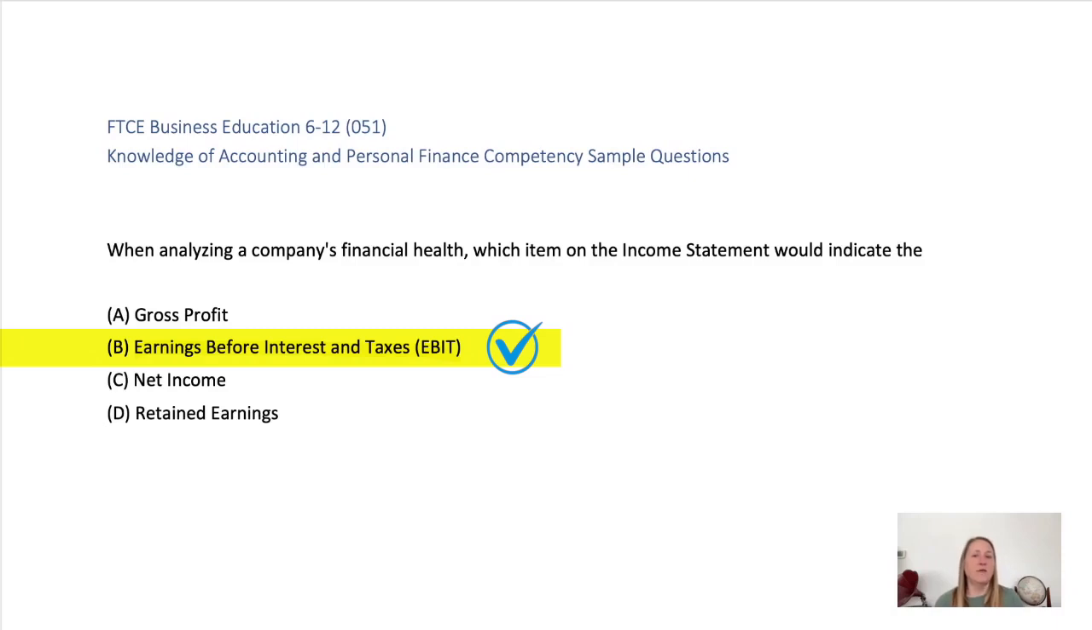EBIT is an indicator of a company's profitability and is calculated on the income statement before interest and taxes are deducted. It provides insight into the operational effectiveness of a company because it focuses on the profits generated from core business operations without the effects of financing and tax environments.